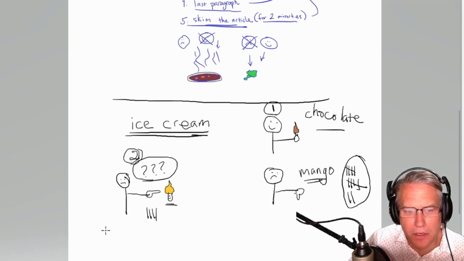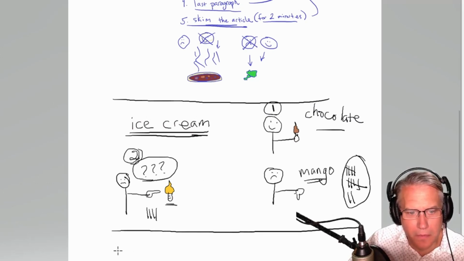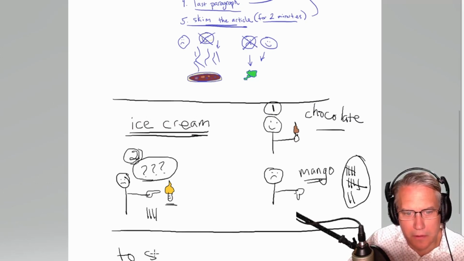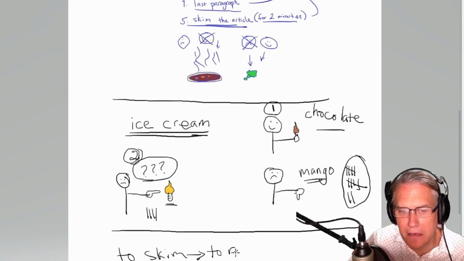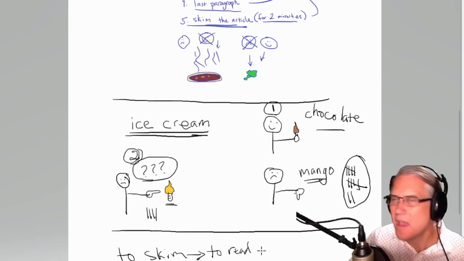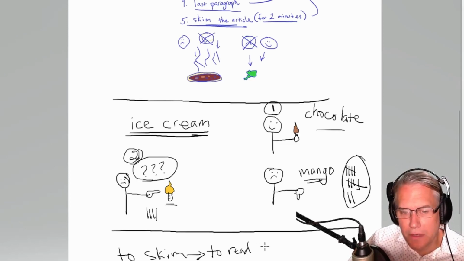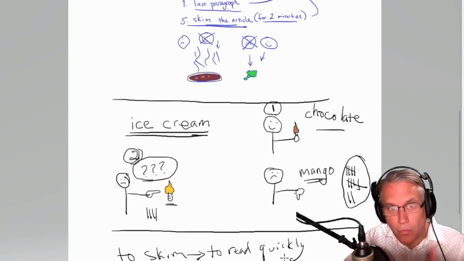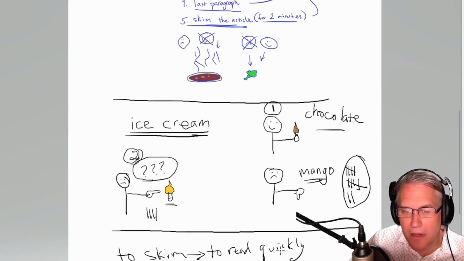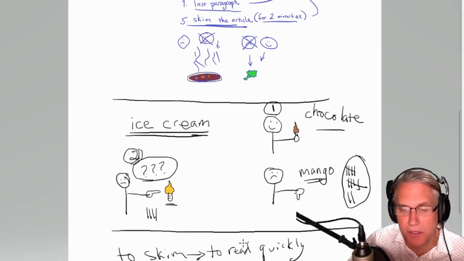So, to skim the article is to read very quickly, but not every word. You're not reading every word. To read quickly by just letting your eyes run down the document and just noticing things.